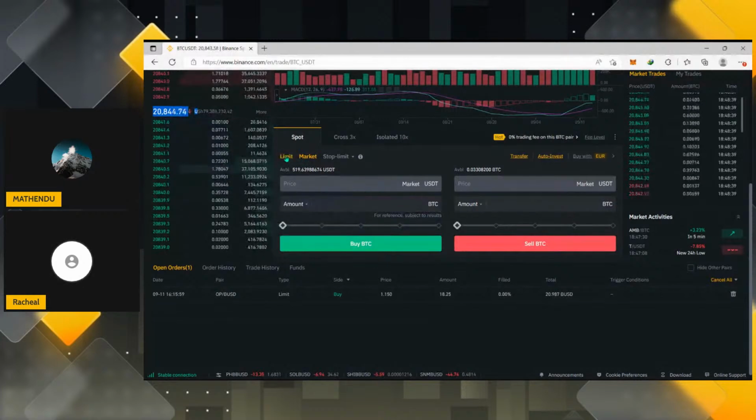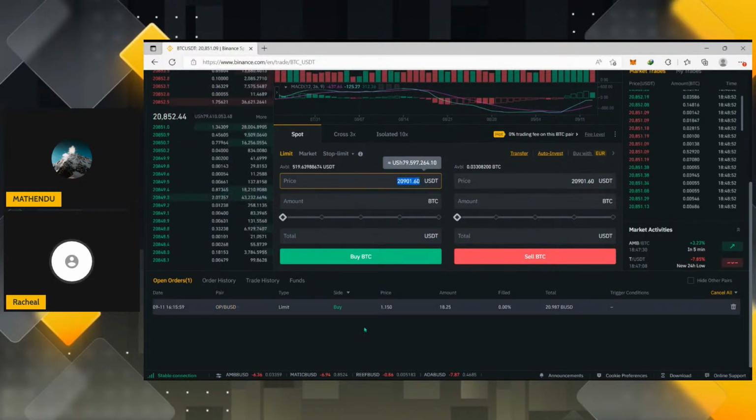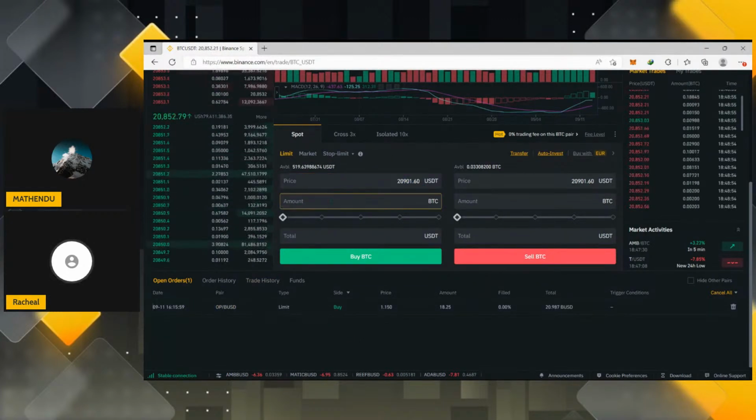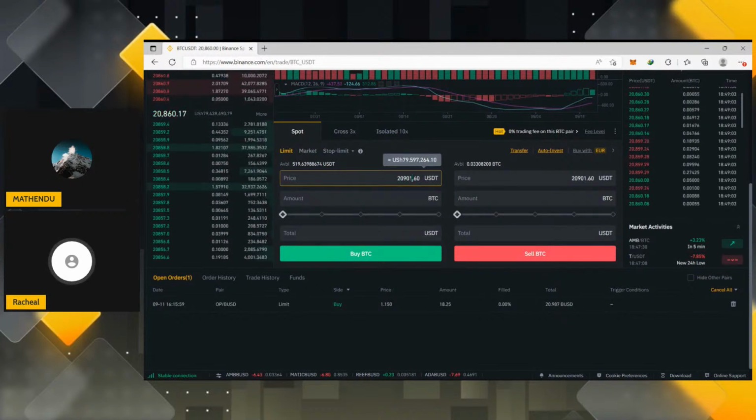And then we go to limit. Hoping you've understood what a market order is. What limit lets you do is decide the price at which you want to buy. For the market, you see that it says market, and there is no option to edit that. But if I select limit, I can adjust the price at which I want to buy. And obviously, when you're buying, you want to buy lower than the market price.